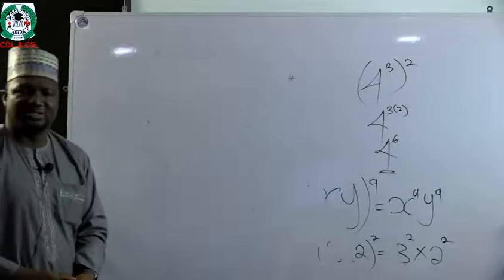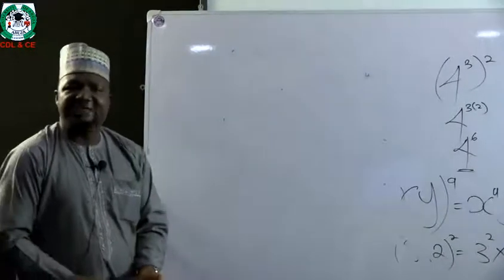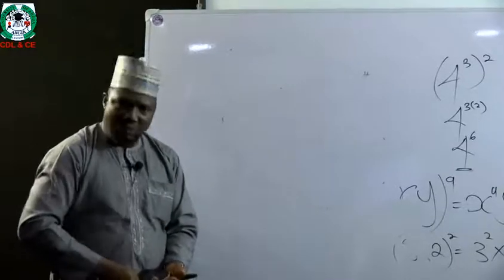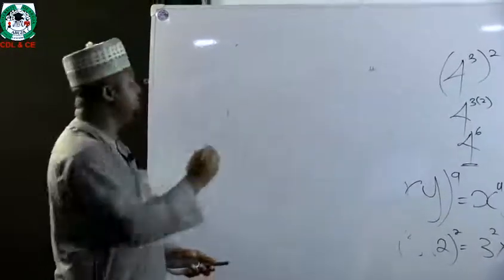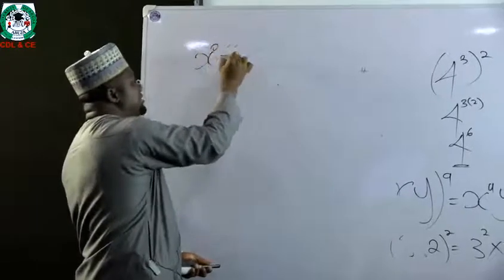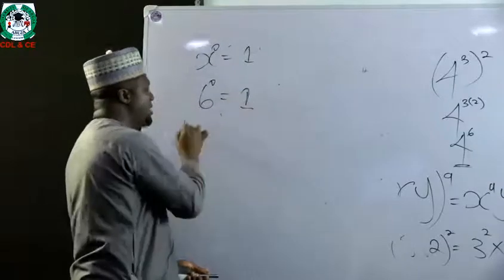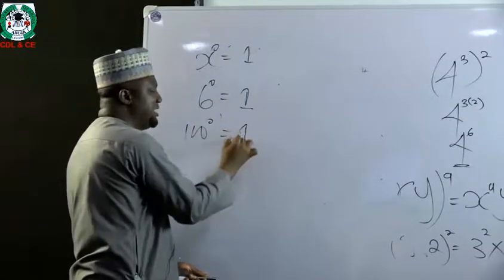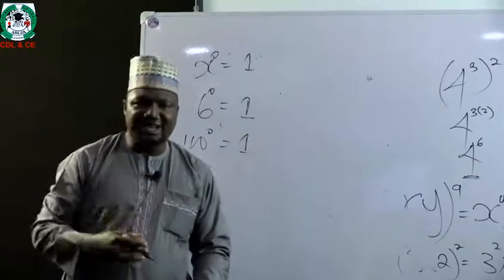As we progress, the zero index law simply states that any value, any number or any parameter that is being raised to power 0 will surely be 1. That is, x raised to power 0 is 1. If we say 6 raised to power 0 is 1. 1000 raised to power 0 is also certainly what? 1. Then we move to the next law, which is the negative index law.